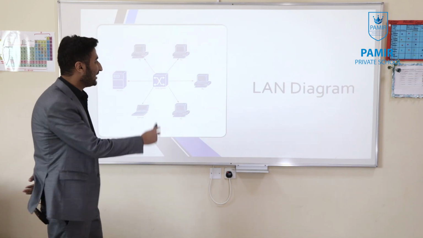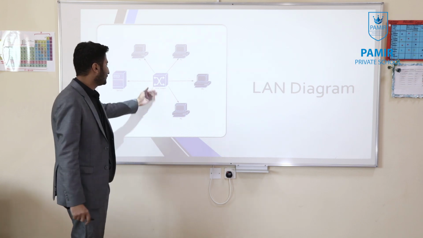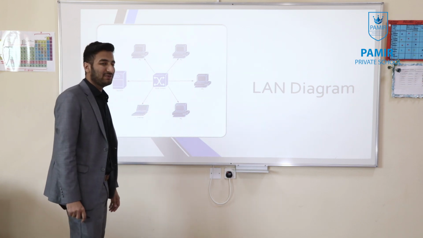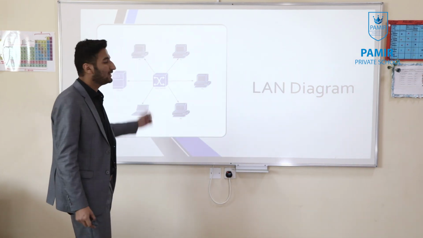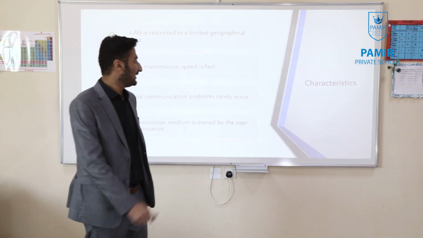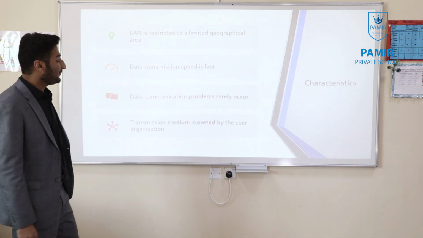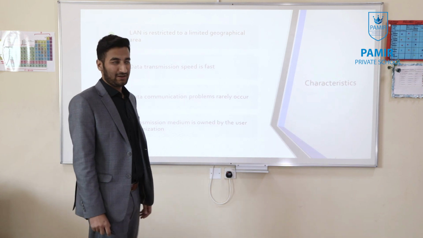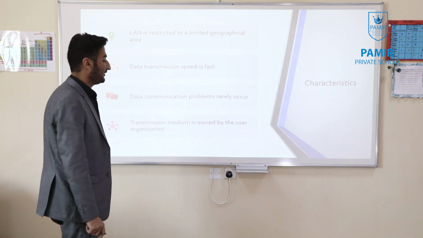This is the diagram of LAN. You can see there are 6 or 5 PCs, then a switch, and then a server. When we create a network in a lab or in an office, we use this LAN diagram. Let's see what the characteristics are. The LAN is restricted to a limited geographical area.